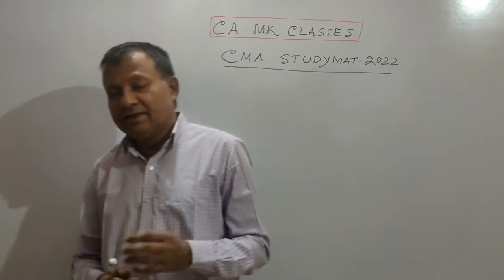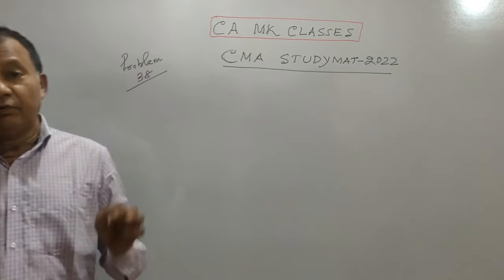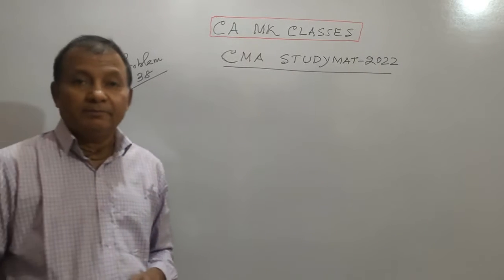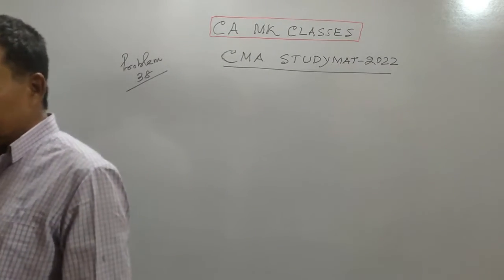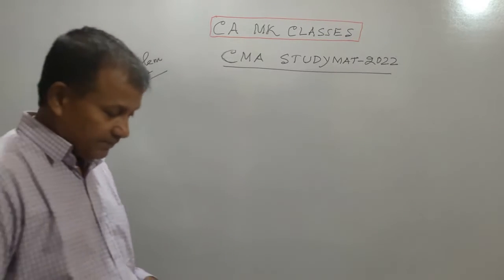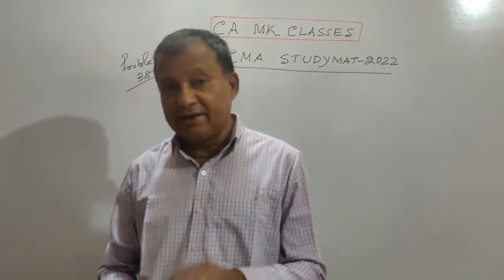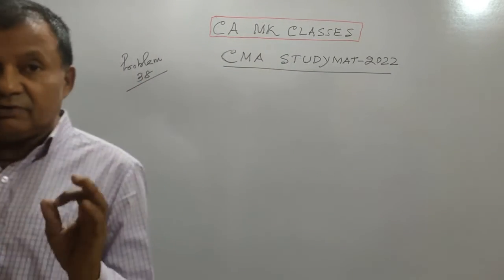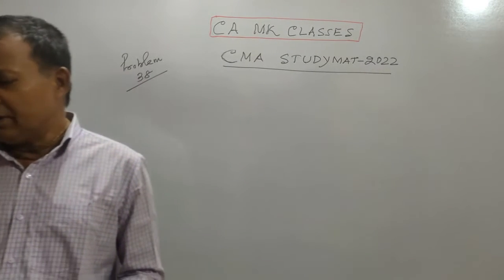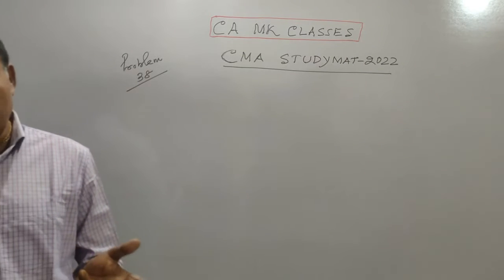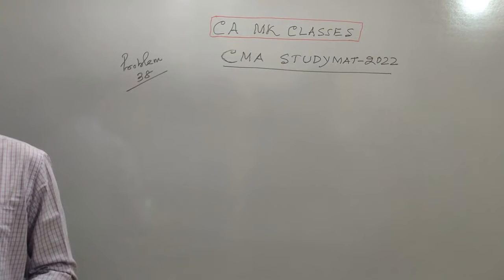Friends, let us concentrate on problem number 38. In problem number 38, they are asking us to find the reasonable expected rent. In the CS study mate it was expected rent. Here it is reasonable expected rent. Both are the same. So let us find the expected rent or reasonable expected rent for problem number 38.